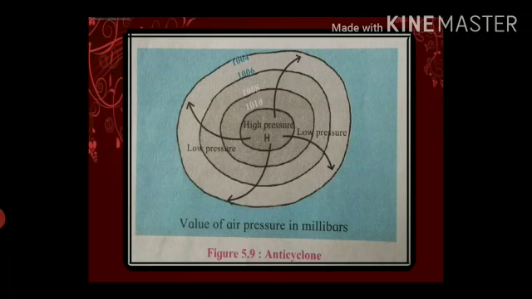In the northern hemisphere, these winds blow in a clockwise direction, whereas in the southern hemisphere, they blow in an anti-clockwise direction. Children, during anticyclones, the skies are clear. Winds blow with lesser speed and the weather is pleasant. These anticyclones generally last for a few days or a week, and such anticyclones appear in the temperate zone.